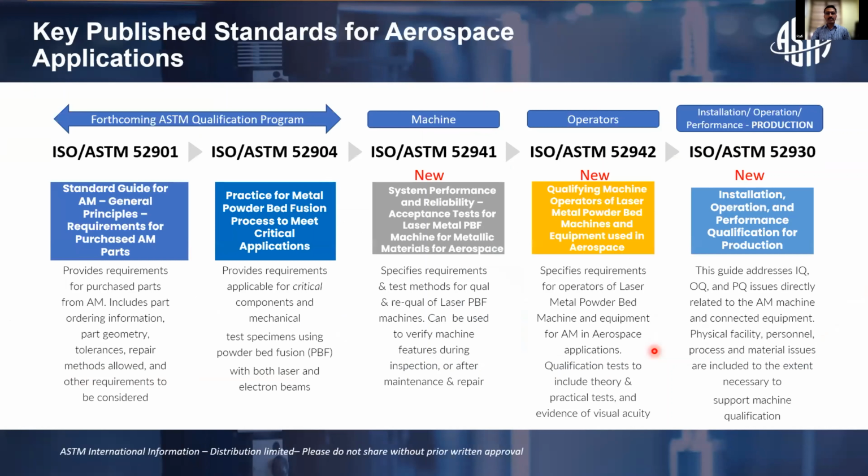So here you can see some of the key published standards for aerospace applications. One is ISO ASTM 52901. This is one of the earliest standards, where we talk about the general requirements for a purchased AM part, which means when you reach out to a customer, or when you reach out to a service provider to produce a part, there's a set of documents that you need to provide to describe what you want in terms of the quality of the product, or in terms of the characteristics of the product.